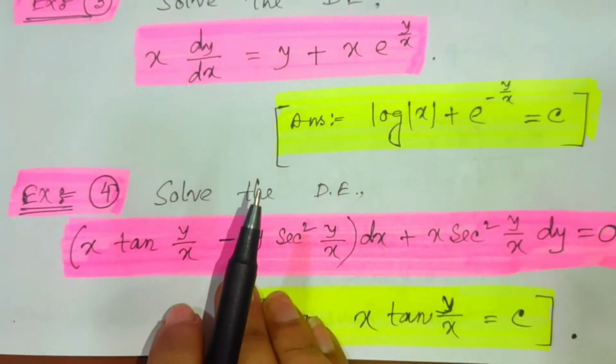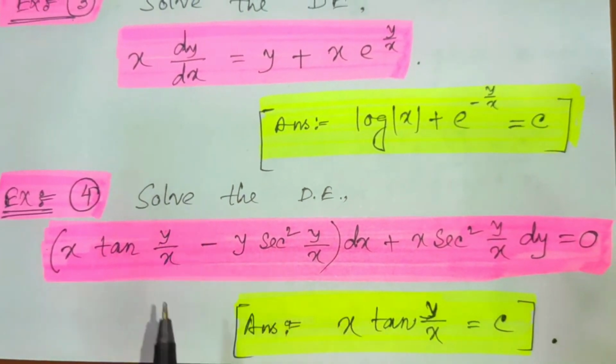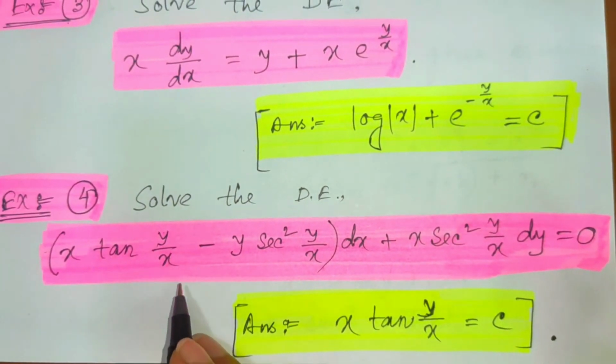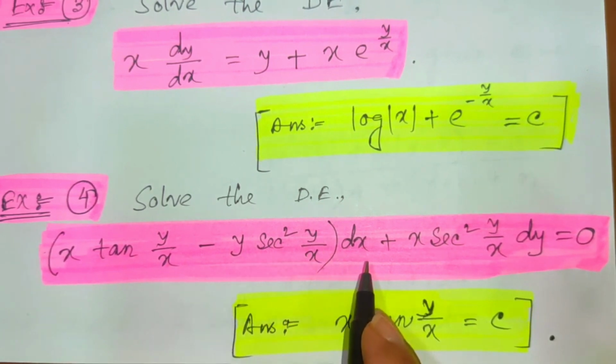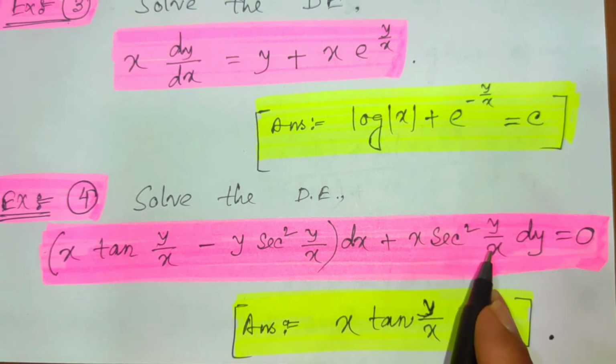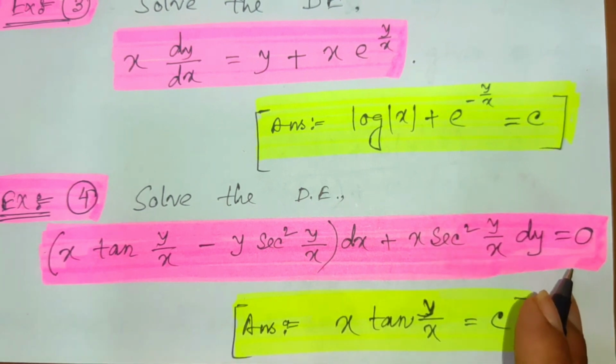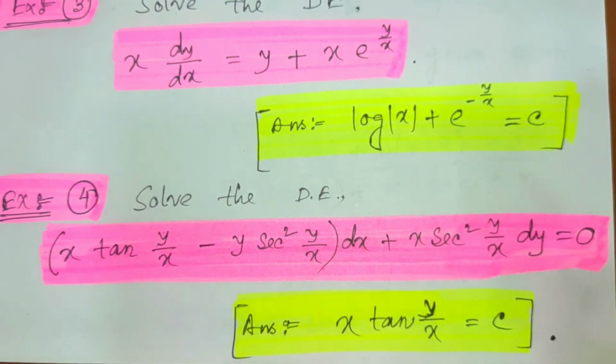And one more and the last question for you, it is x tan y by x minus y sec square y by x into dx plus x sec square y by x dy is equals to 0, and here is its solution.